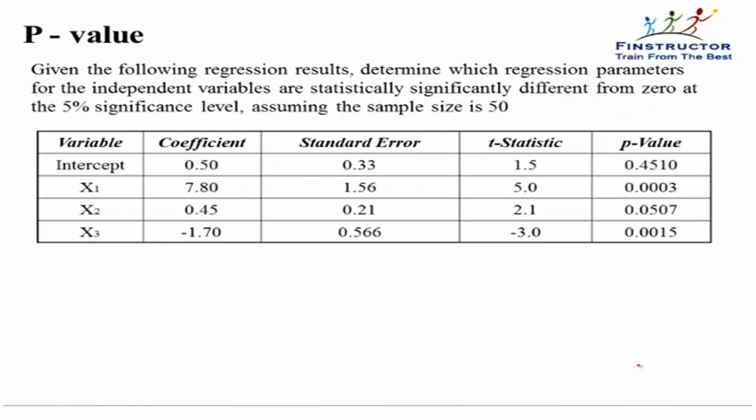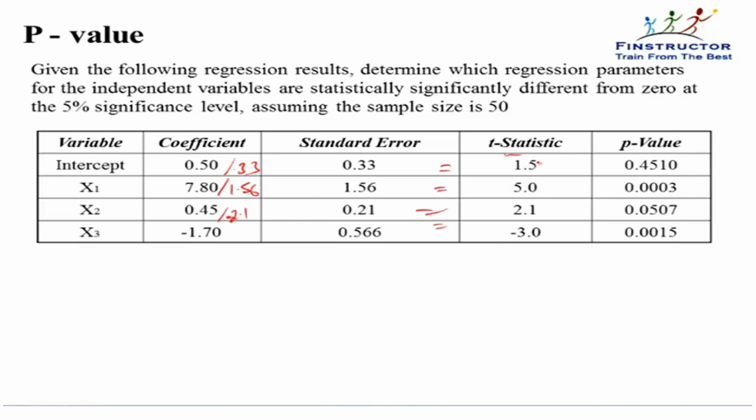We'll do one example and understand this better. So we are given the intercepts and the coefficients. We are also given the standard errors. Please note the t statistic is simply the coefficient divided by the standard error. So you can verify that the t statistic here is matching.